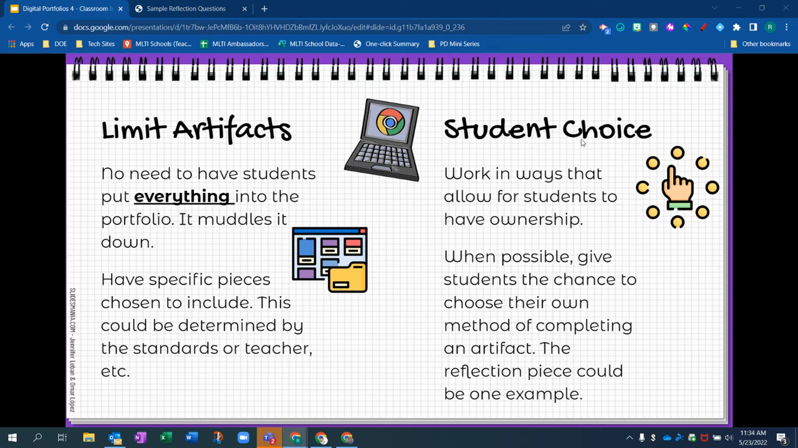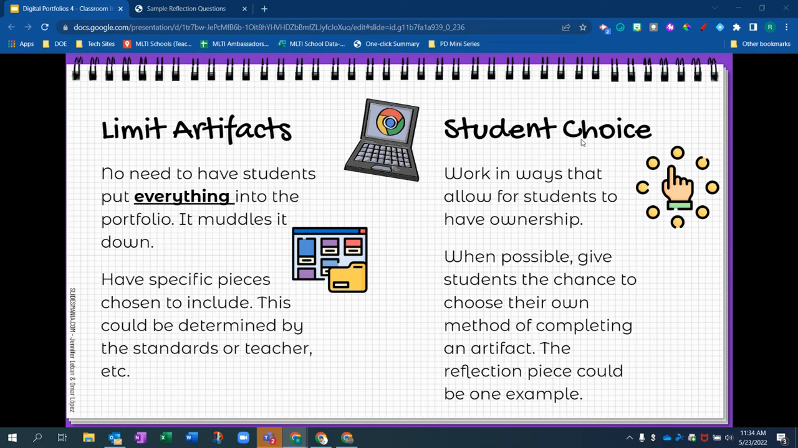Now, along those same lines, student choice. So yes, we're limiting things, but we also want to give them choices. That's more along the lines of, how can they show this standard that you've asked them to demonstrate, right? You could limit artifacts and say you need 3 things from this unit that really show how well you did or how you understand this topic. And then they can choose within those 3 things.